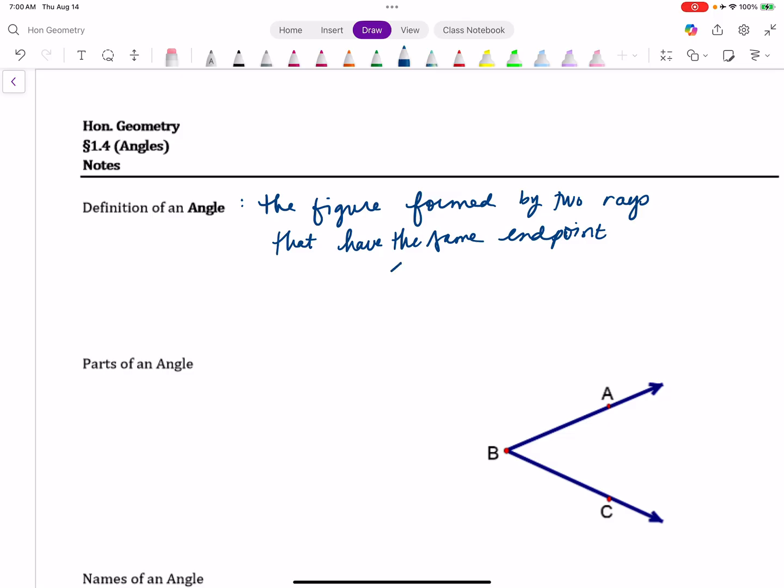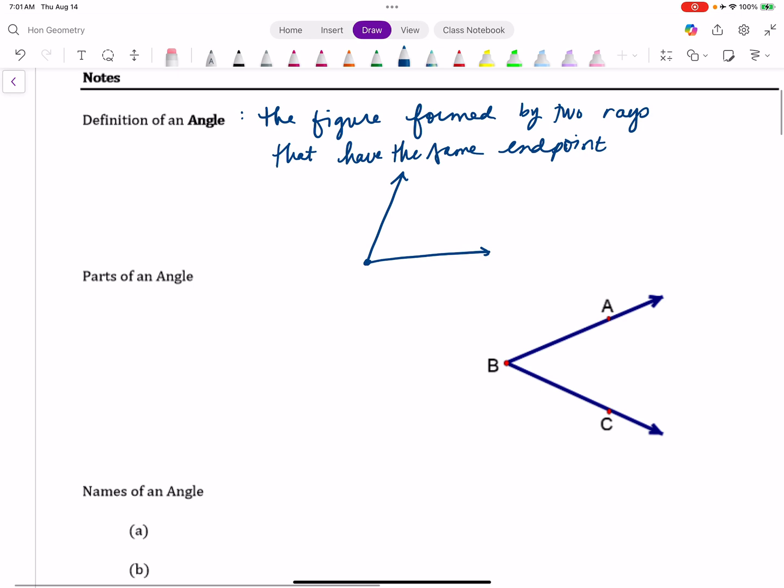Okay, so here's a ray, there's a ray, there's their common endpoint. That's an angle. So there's different parts of an angle. There's a vertex, which is the most important part. That's like the hinge. That's the point. That's the endpoint for both. And then the two sides are the two rays that come from that endpoint. So it'd be ray BA and ray BC in this diagram.